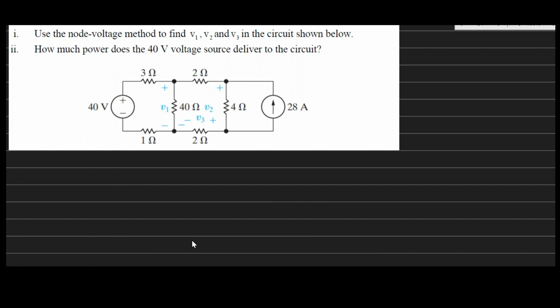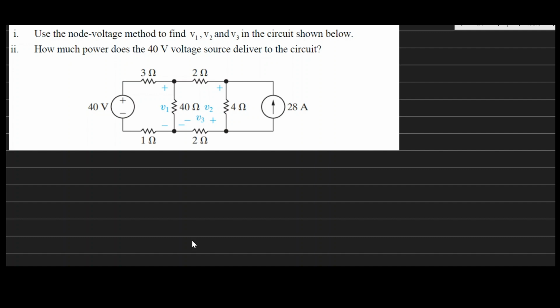In this problem we've been restricted on what method we are supposed to apply. We have been told that we have to use the node voltage method, or node analysis, to solve this problem. Remember that when you are using node analysis, the first thing you need to do is count the number of nodes that are there.